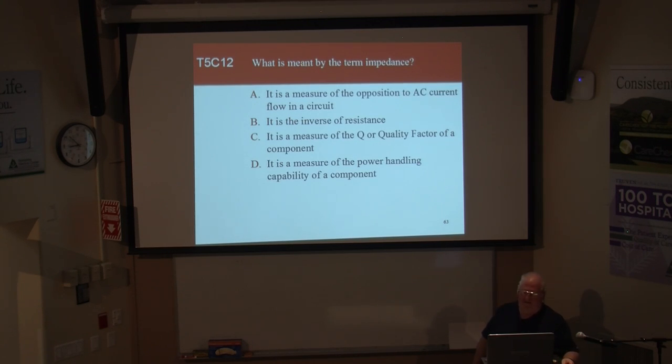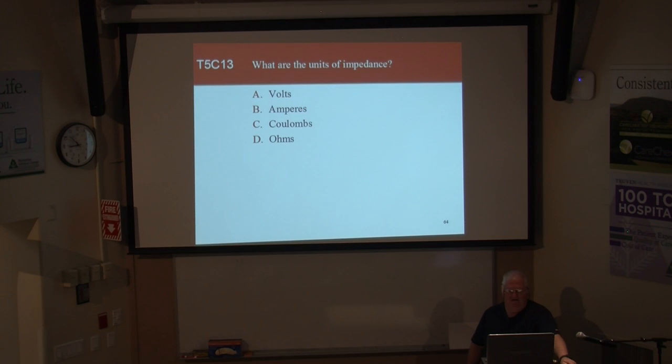What is meant by the term impedance? All right, the measure of opposition to AC current flow in a circuit. What are the units of impedance? Ohms. Yep.